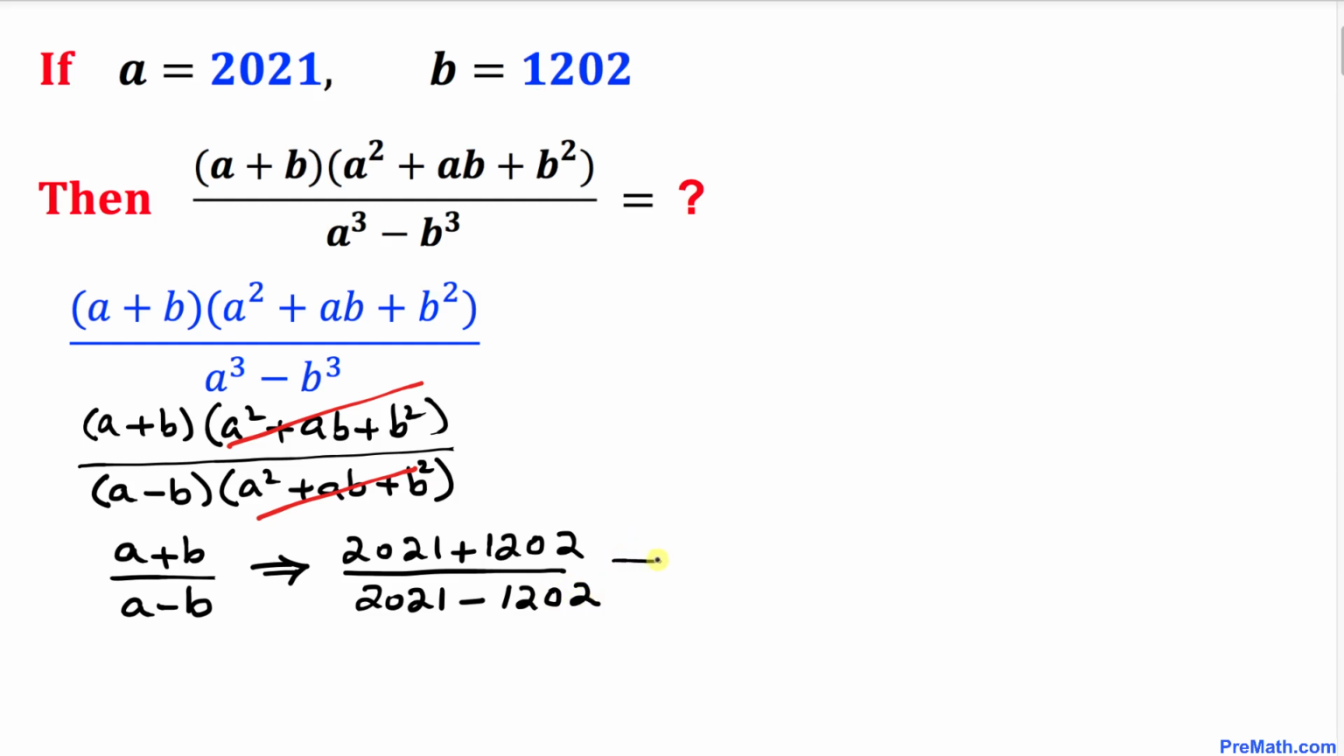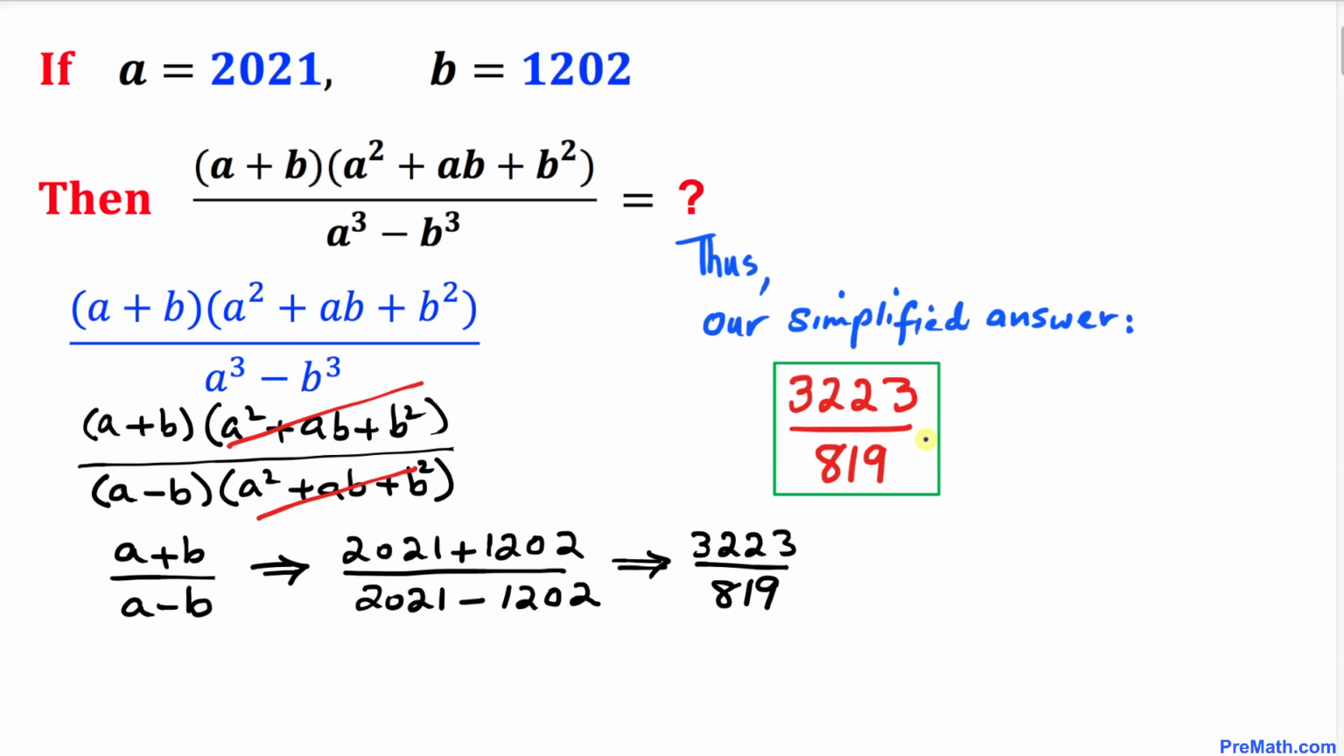So our simplified answer is going to be simply 3223 divided by 819. And here's our simplified answer.